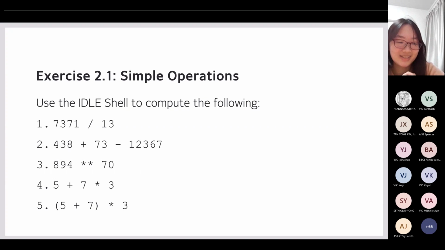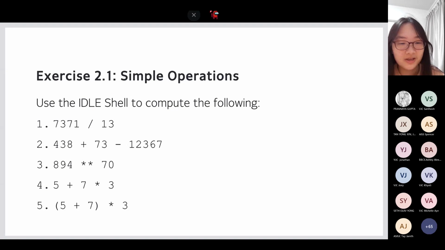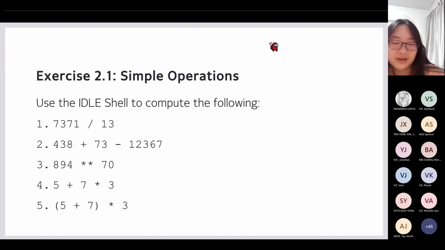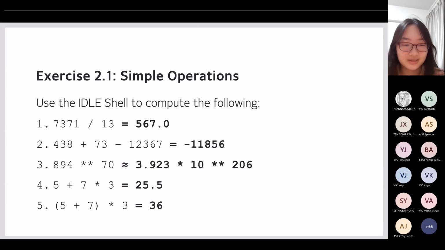So here's a simple exercise, and I'll give you guys 2 to 3 minutes to do. Use your IDLE shell to compute the following. Just type the code into the IDLE shell, and we'll reconvene after 2 minutes. Okay, so 2 minutes is up. And as a reminder, if you can't use your IDLE shell, you can search Programiz and use the online Python compiler. But yeah, these are the results that you should be getting.